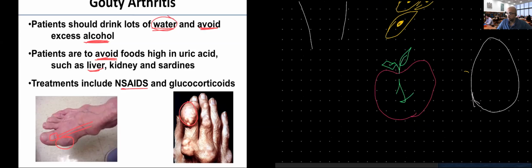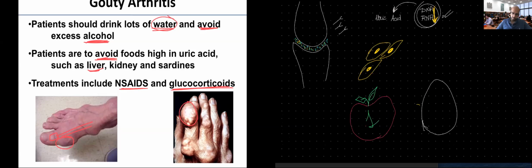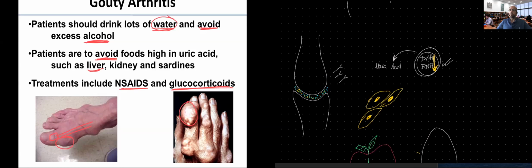Treatments include non-steroidal anti-inflammatory medication and steroidal anti-inflammatory drugs like the glucocorticoids. All right. Any questions? Any questions?